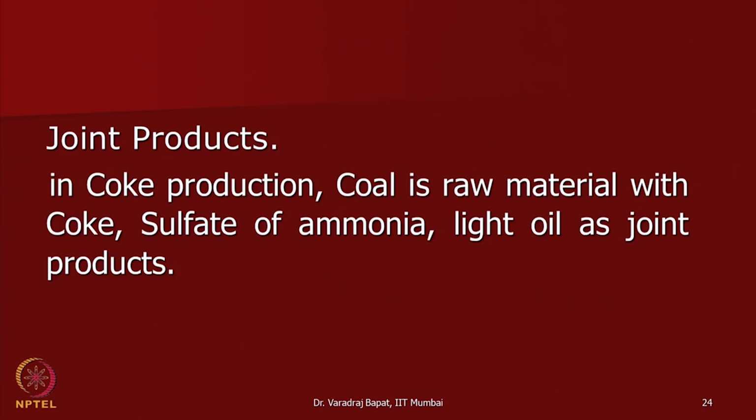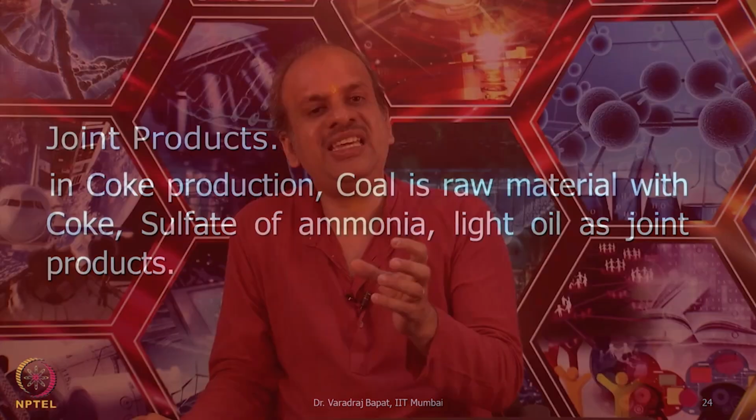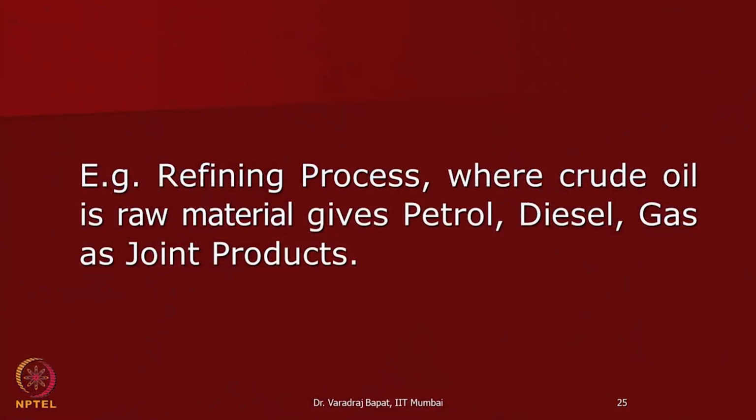For example, in coke production, coal becomes a raw material and you just do not get coke, you also get other products like for example sulphate of ammonia, light oil. So all these three are considered as joint products. Similarly, in a refinery, crude oil is a raw material. Normally we get petrol, diesel and gas as joint products.